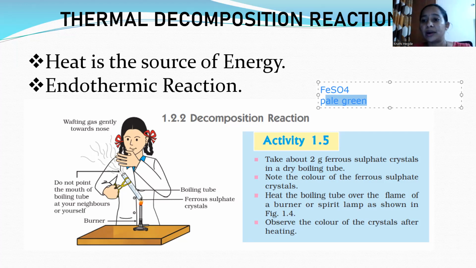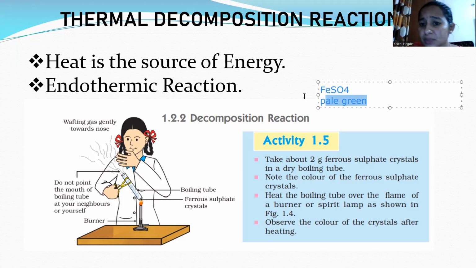Whenever we are cooking or doing anything in our daily life, if we want to smell it, we'll just take and smell it, right? But in a chemistry lab, you're not supposed to do it. You should just waft it. You should take the smell like this, wafting the gas gently towards the nose. Do not point the mouth of the boiling tube to your neighbors or to yourself, because they all contain chemicals and definitely poisonous gas can get released.